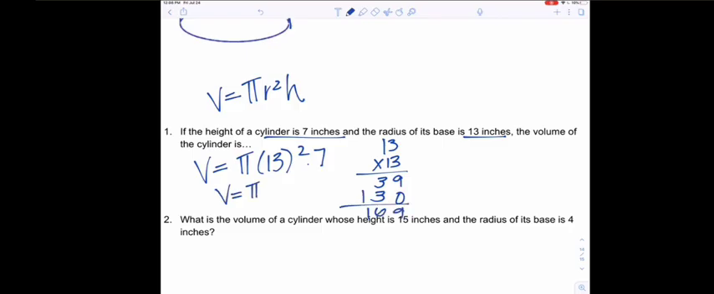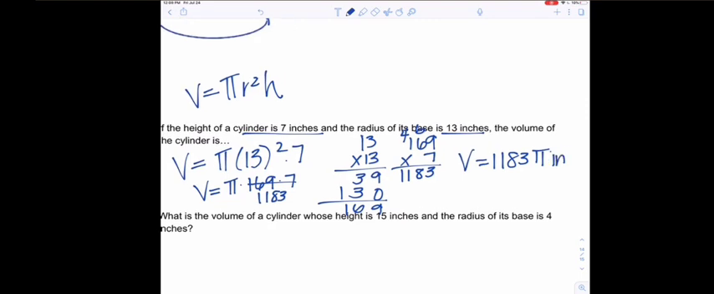So I have volume equals pi times 169 times 7. So let's finish this. 169 times 7. 7 times 9 is 63, carry the 6. 7 times 6 is 42, plus 6 is 48, carry the 4. 7 times 1 is 7, plus 4, 11. So this gives me 1,183. The volume then is 1,183 pi inches cubed. And there you go. Pretty easy.